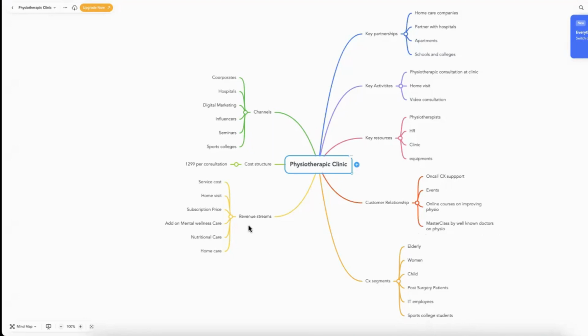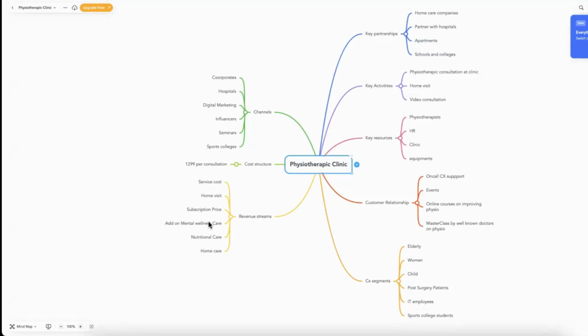Then comes the revenue channel. The revenue channel, like collection by service cost. Home visit will be there, subscription will be there, monthly. It means it will create an annual recurring revenue.